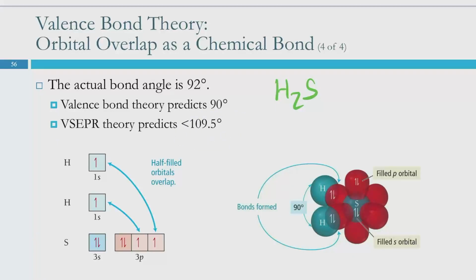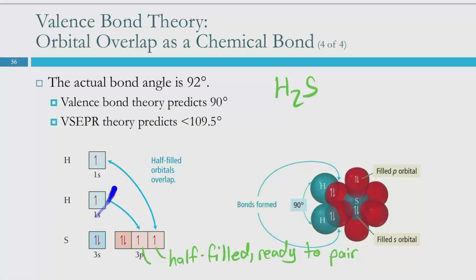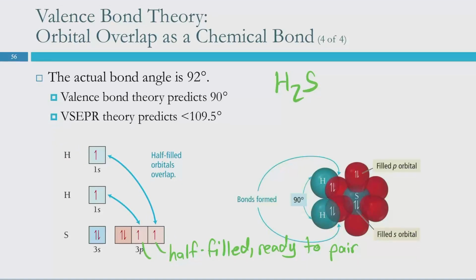So what we're looking at, we've got hydrogen's orbital diagram, another hydrogen's orbital diagram, and a sulfur's orbital diagram. Notice that we've got these two unpaired orbitals. These are half-filled, which means that they are ready to pair, or that they can pair. They're available to pair. And so if these hydrogens approach, one of the hydrogens can pair with the first unpaired electron, the other one can pair with the other unpaired electron.